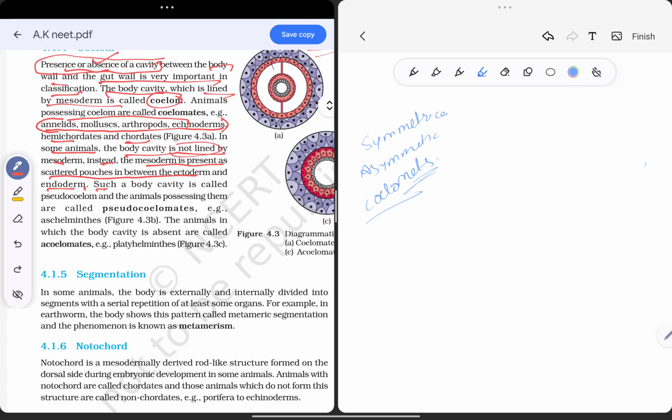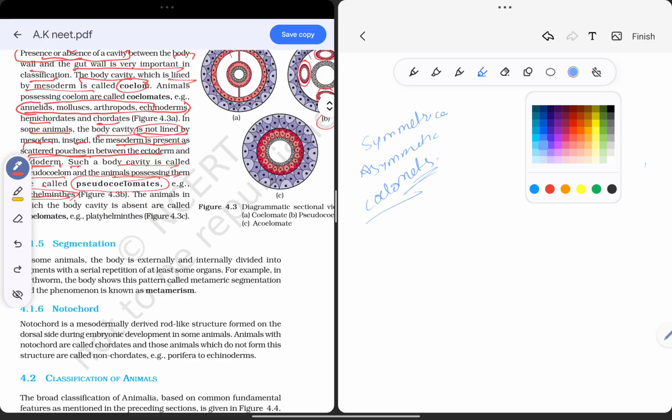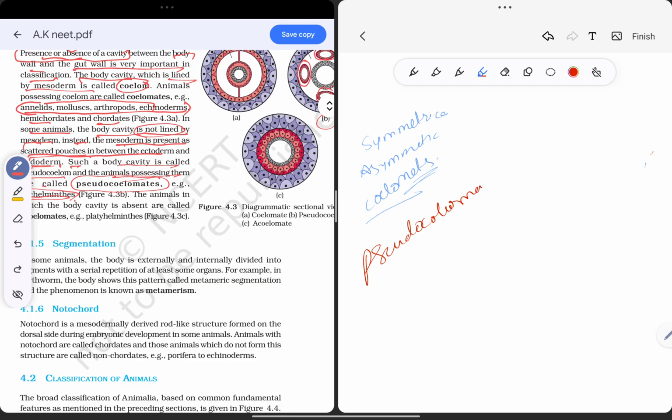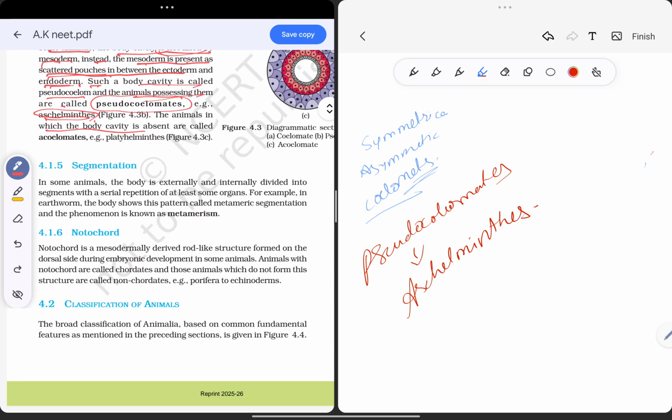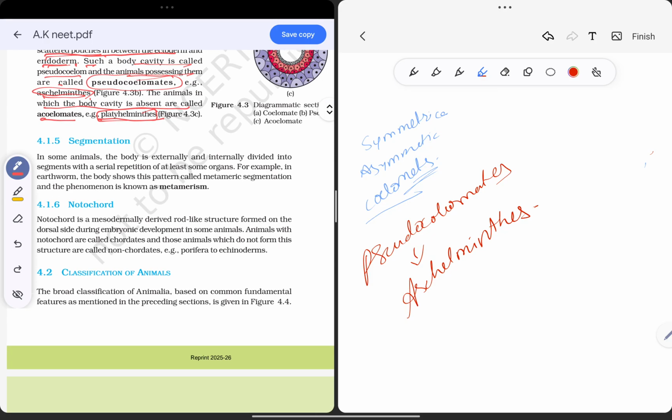They will not be lined by the mesoderm. It will be present as scattered pouches. That's called pseudocoelomates, and animals possessing them are called pseudocoelomates. Example is Aschelminthes. Aschelminthes is a pseudocoelomate. Remember the point. The animals in which the body cavity is absent are called acoelomates. Example, Platyhelminthes is an acoelomate. The body cavity is absent, so it's called acoelomate.